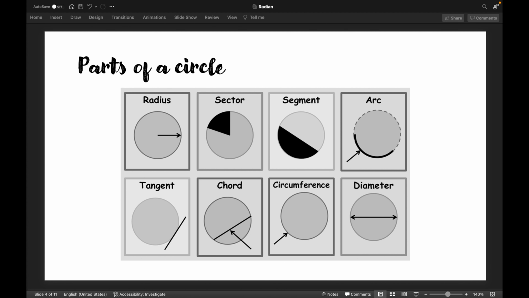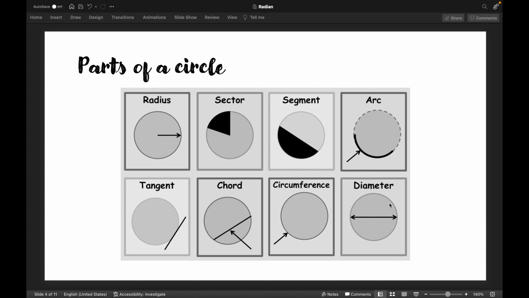And now let's move on to what a segment is. By definition, it is a region bounded by a chord, so this would be the chord, and a corresponding arc lying between the chord's endpoints. It's somewhat similar to a sector and radius. The relationship between a radius and a sector is very similar to the one of the chord and the segment. The way these two are related, these two are also related in the same way.